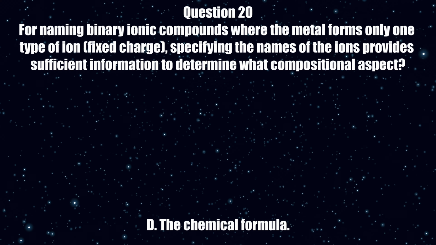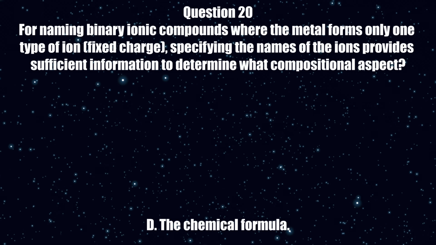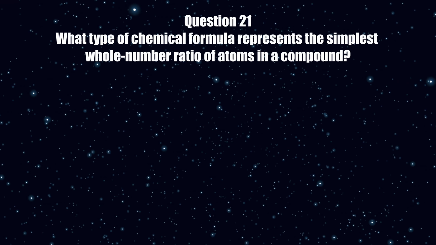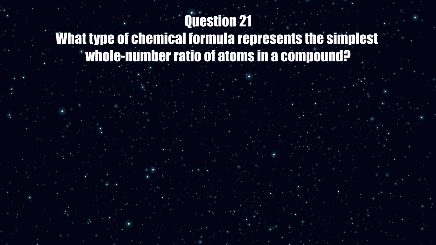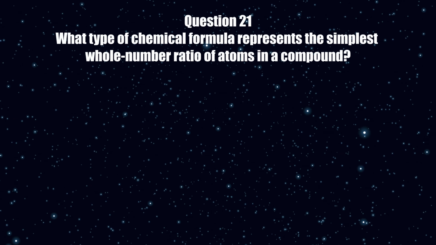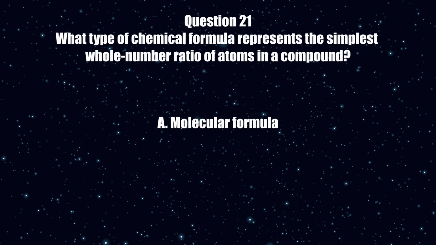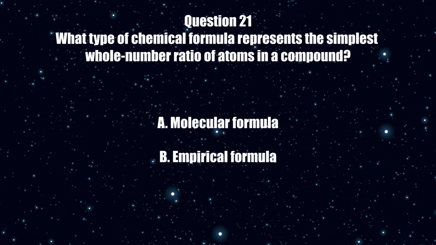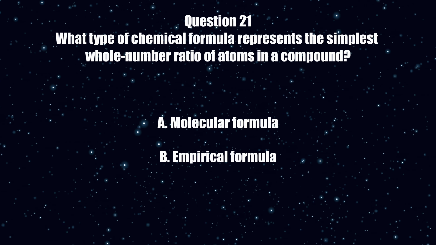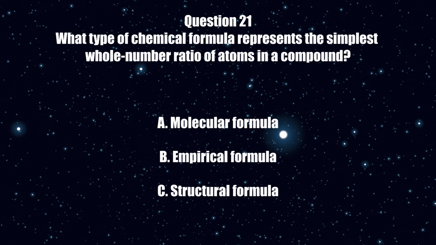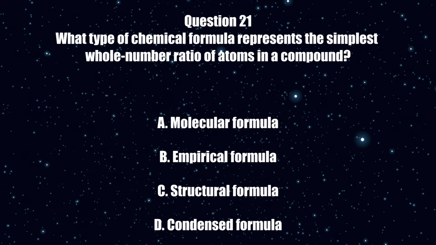The correct answer is D, the chemical formula. Question 21. What type of chemical formula represents the simplest whole number ratio of atoms in a compound? A. Molecular formula. B. Empirical formula. C. Structural formula. D. Condensed formula.